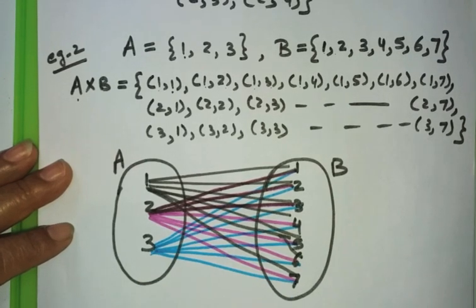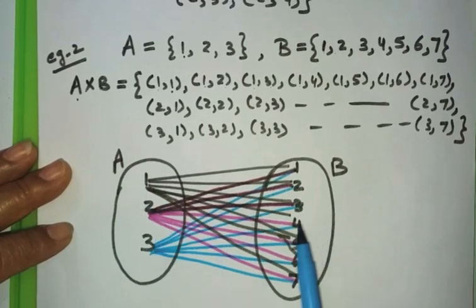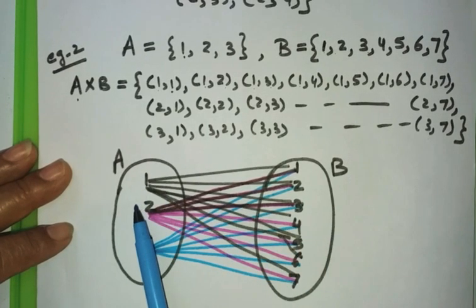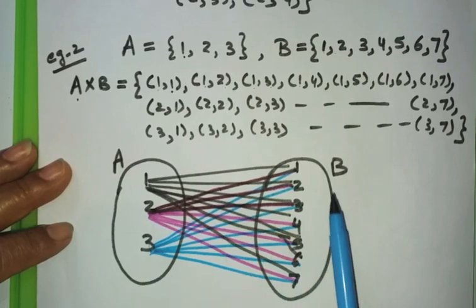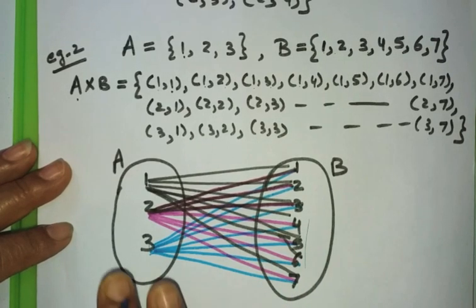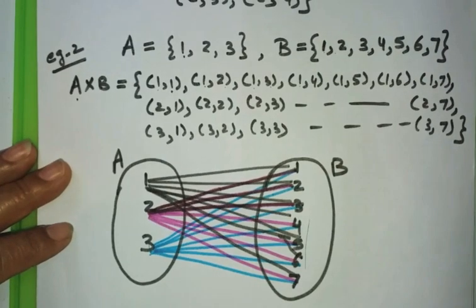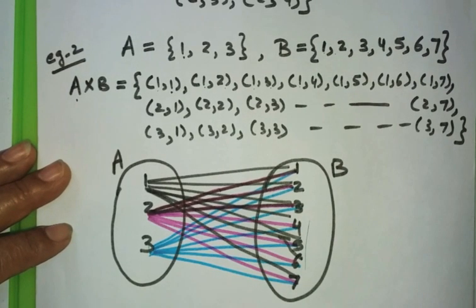3 with 7. And this whole relationship, although there is no relationship, we are simply writing the elements of A at first place, elements of B at second place, and all these ordered pairs we have written here. So this is the Cartesian product of A and B.